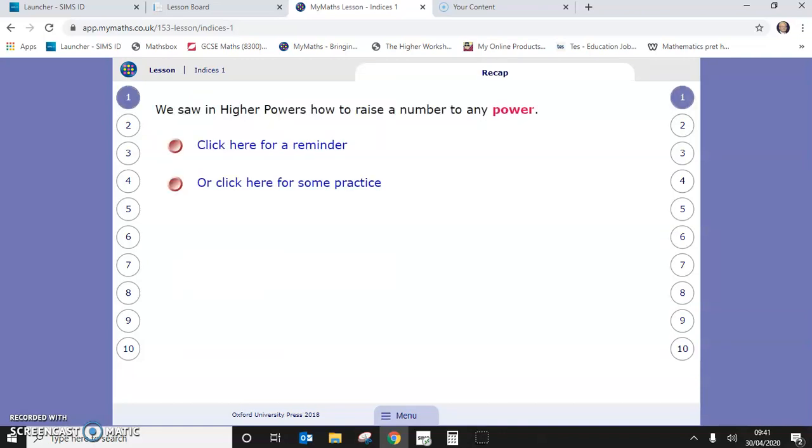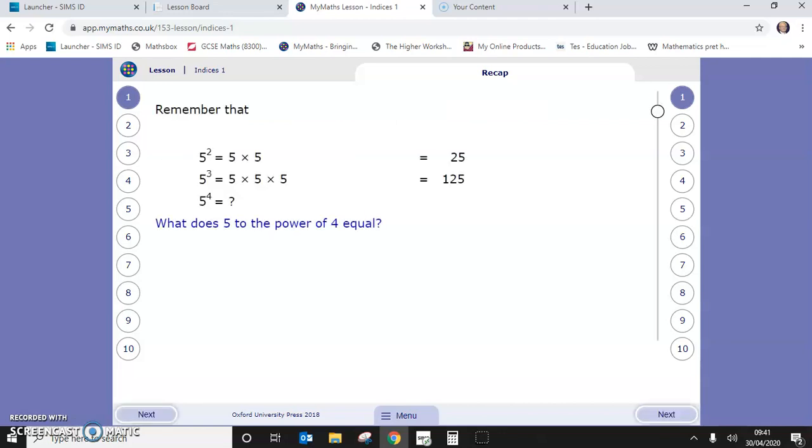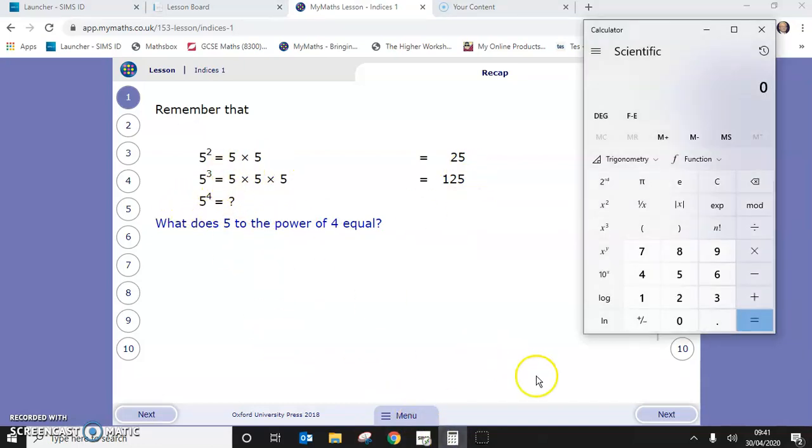It says, like we saw in high powers, to raise a number to a power, click for a recap. So 5 times 5 is 25. 5 times 5 times 5 is 125. 5 to the power 4: I'm just going to times 5 by itself 4 times. Okay, bring up a calculator. So you could do it the long way around. So 5 times 5 times 5 times 5, 625.